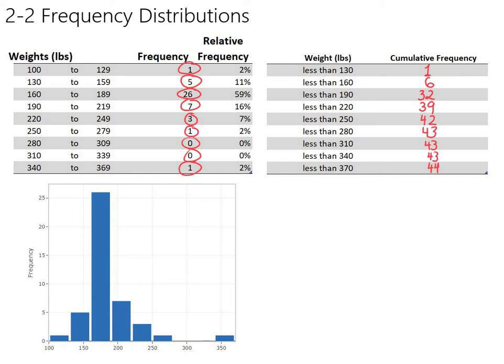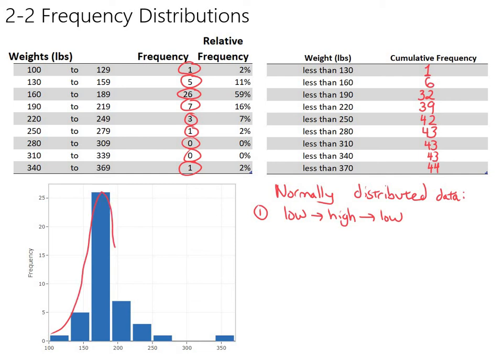But let's talk about normally distributed data. There's two requirements to be normally distributed. First one is that the classes start low and then they go high and then they go low again, the frequencies, I should say. We can definitely kind of see that happening here. There's a pretty low one, and then they get high, ooh, and then they get low again. So that much fits.